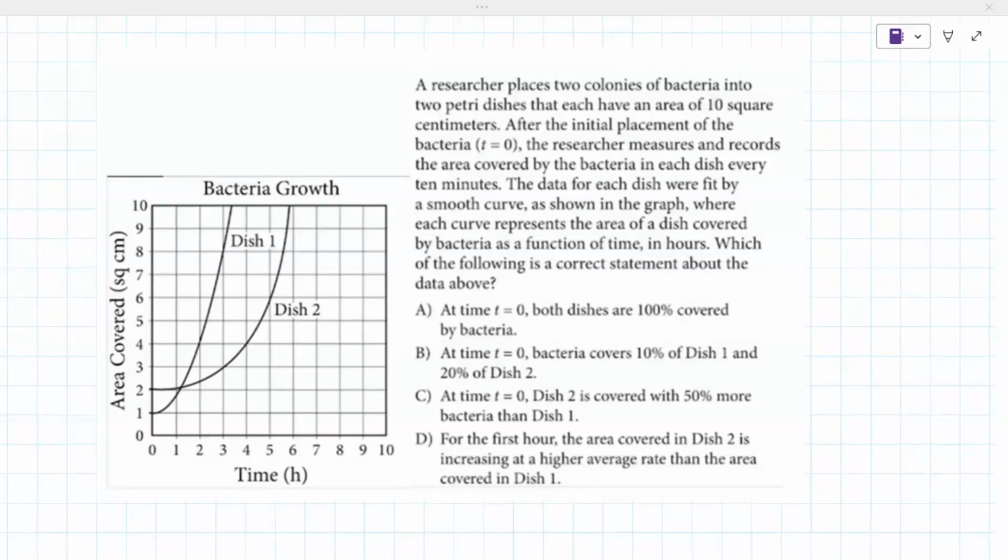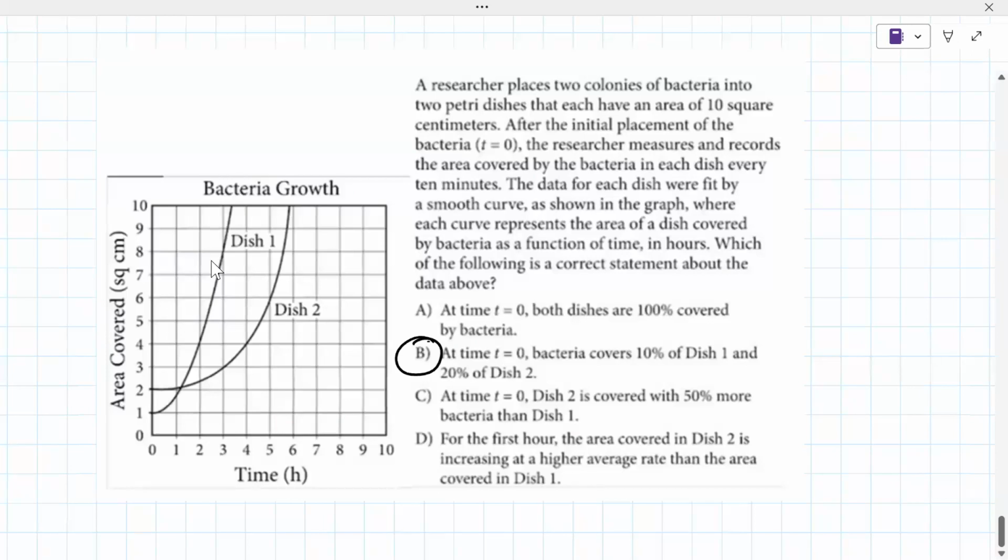B. Okay, how did you come up with B? Because at T0, bacteria dish 1 has 1 and bacteria dish 2 has 2. And if it's being counted out of 10, then percentage-wise it would be 10 and 20. It is B. Very good.